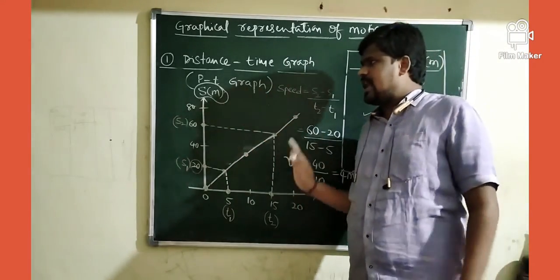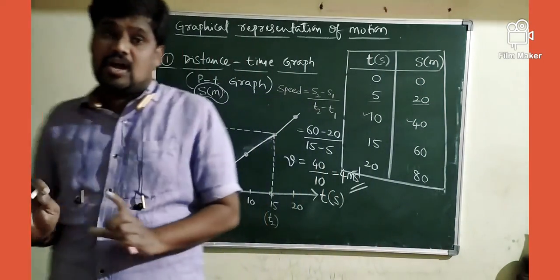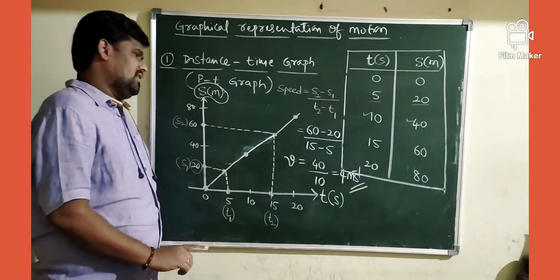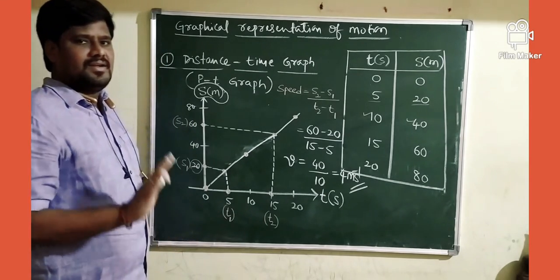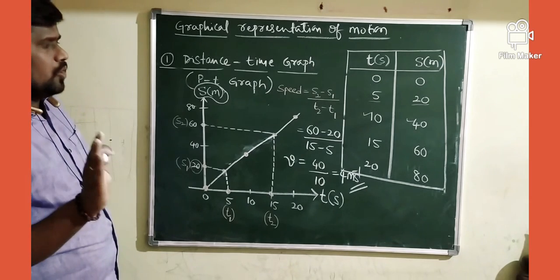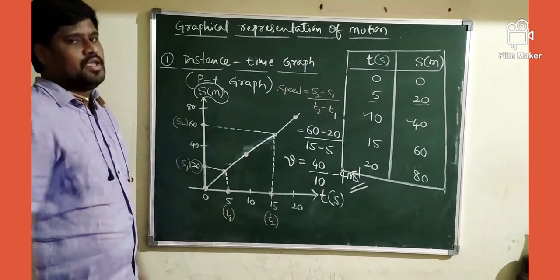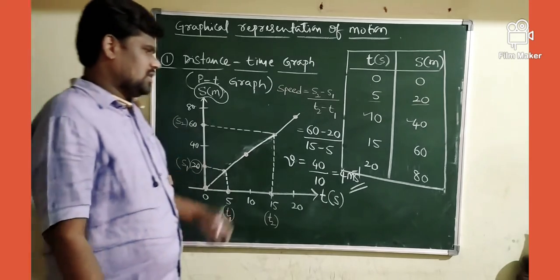If the distance time graph is a straight line, or if the distance time graph is linear, it clearly indicates that the velocity or speed of a moving body is constant.